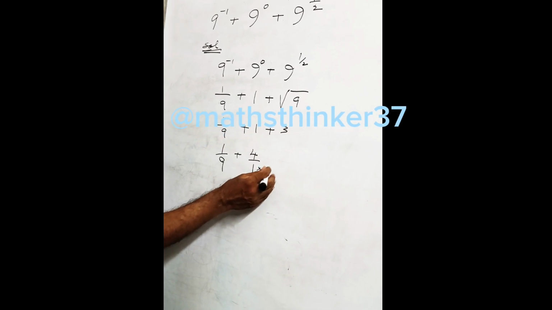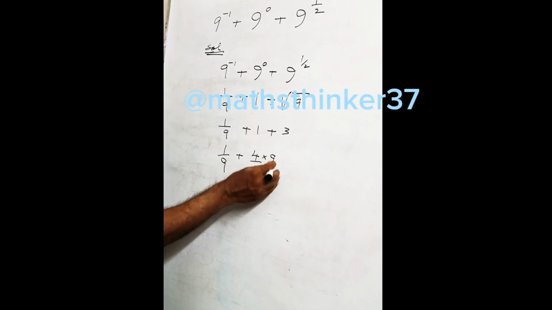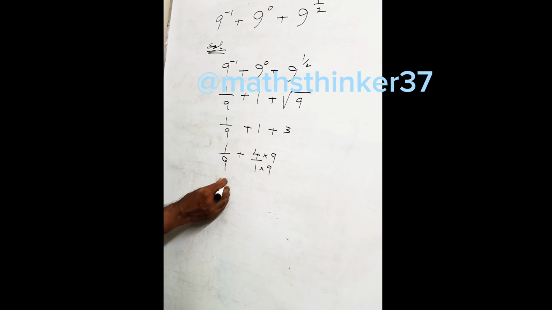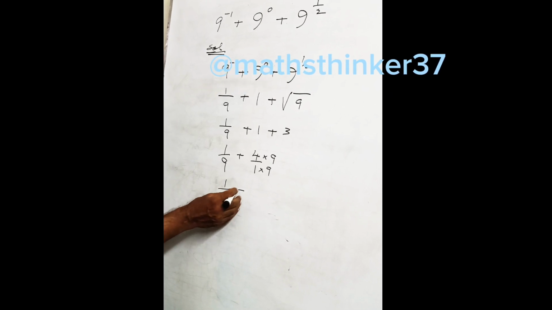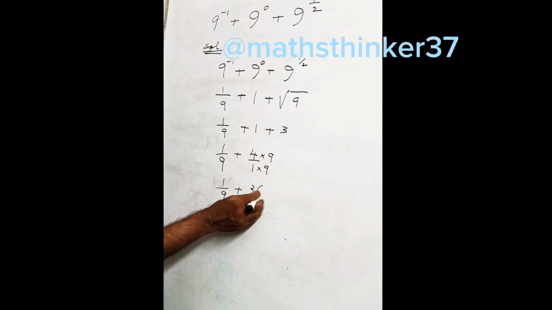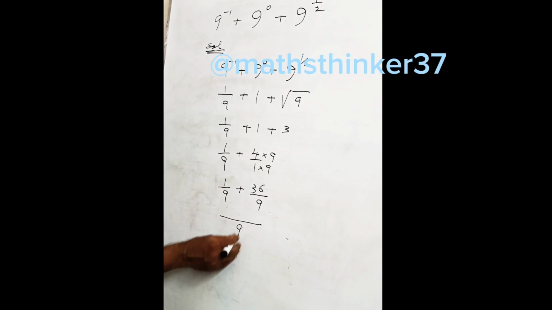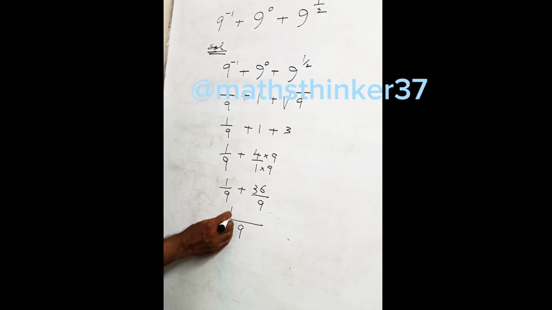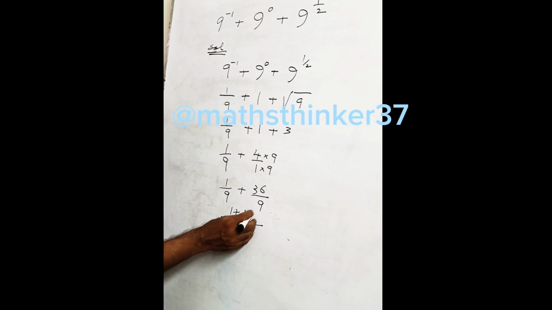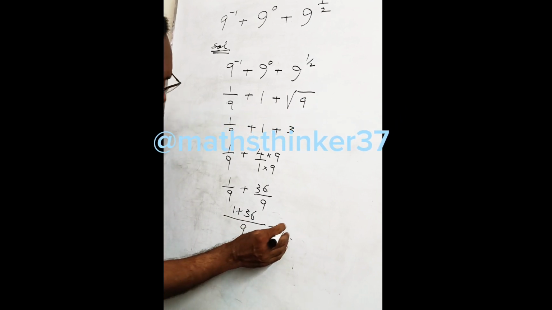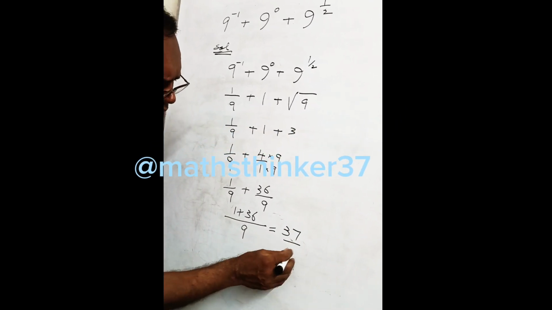Upon 1. So we are multiplying and dividing by 9, or taking LCM. So it is 1 upon 9 plus 36 upon 9. 9 is LCM means sum. So we have 1 plus 36. This is 37 upon 9.